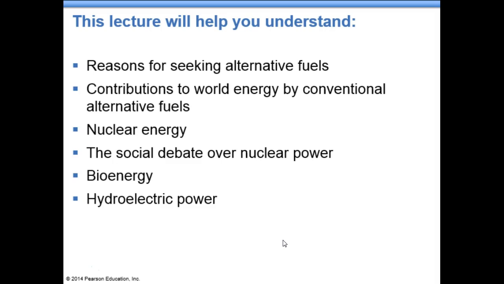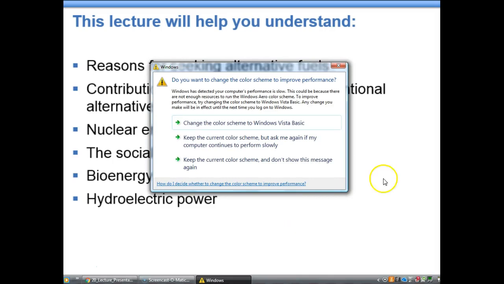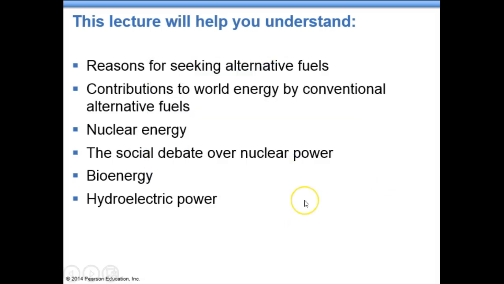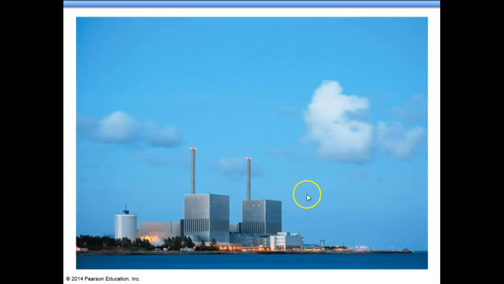We are going to be looking at contributions to the world's energy by conventional alternative fuels. We're going to consider nuclear energy, which we didn't really touch too much on, so we'll look at that in a little bit more detail. We're also going to look at the social debate over nuclear power. Germany, as we know, is using mostly nuclear power. Sweden as well is developing great nuclear power plants. So we're going to take a look at those two areas and see how they are doing with that. We're going to consider bioenergy and hydroelectric power. So those are some of the topics that we will be covering in this chapter.